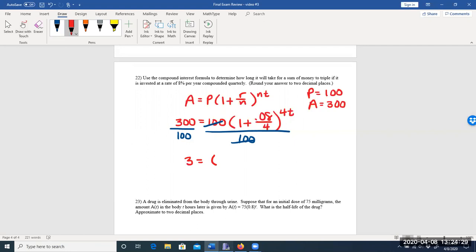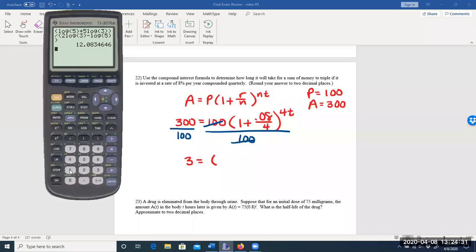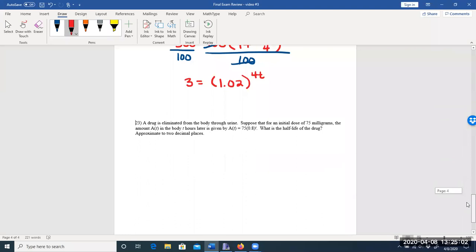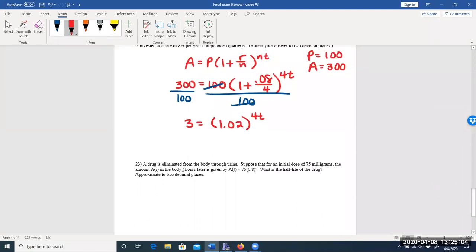Let me take 1 plus 0.08 divided by 4, and I get 1.02. Now my calculator knows order of operations, so it is dividing first and then adding the 1. As long as you have a decent scientific calculator, it's going to know order of operations. But if you have an old scientific calculator, then you'll have to know to divide first.